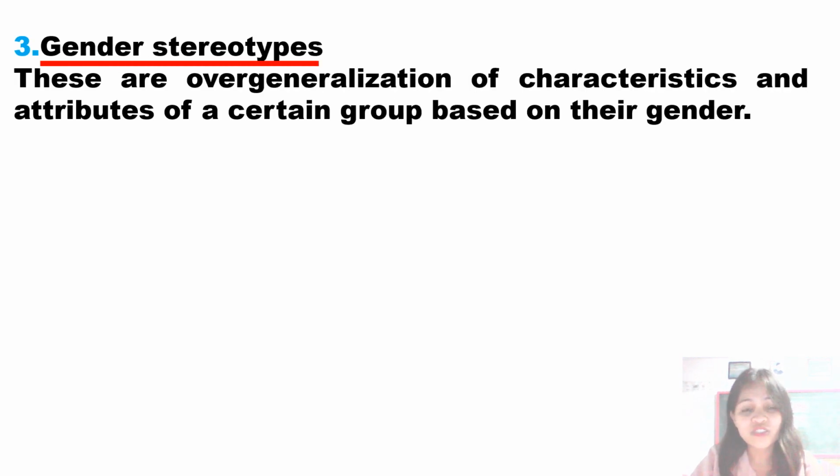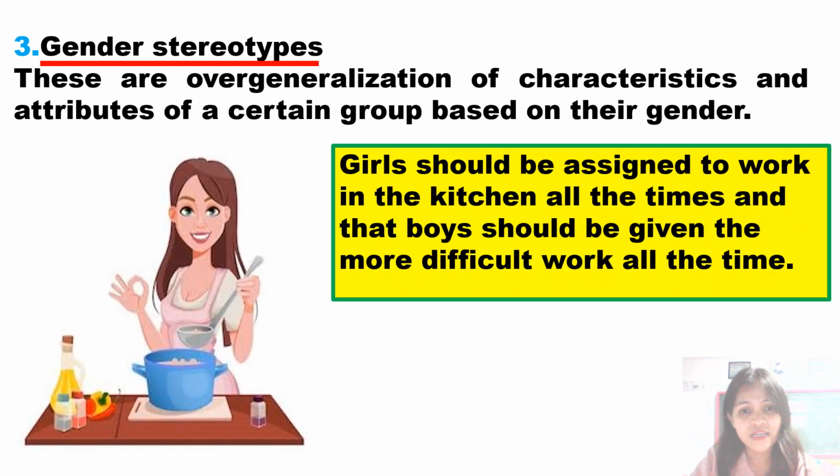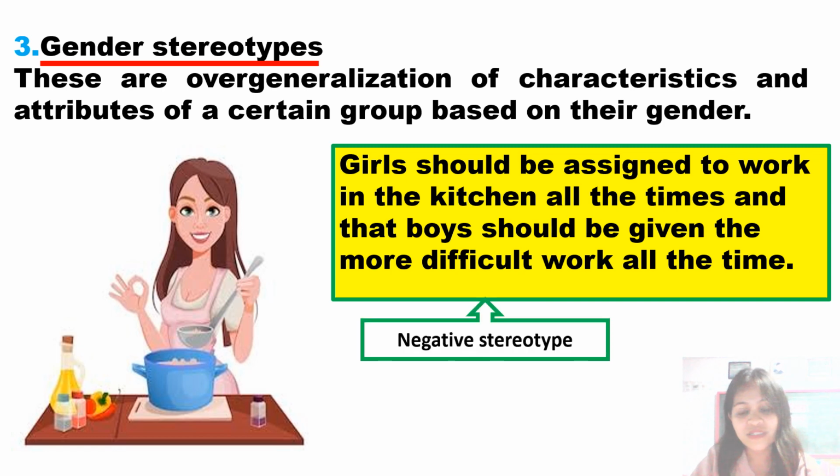Number 3, gender stereotypes. These are overgeneralizations of characteristics and attributes of a certain group based on their gender. Example, girls should be assigned to work in the kitchen all the time and boys should be given more difficult work all the time. So this is a negative stereotype.